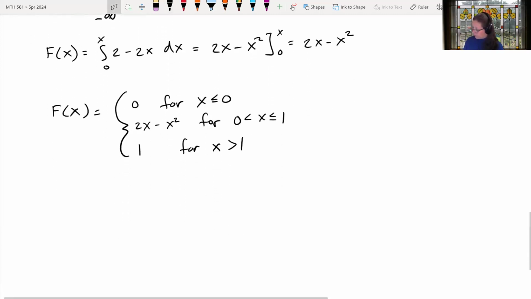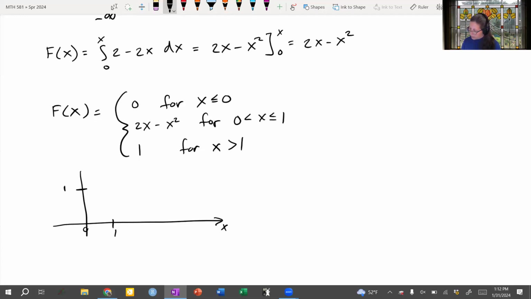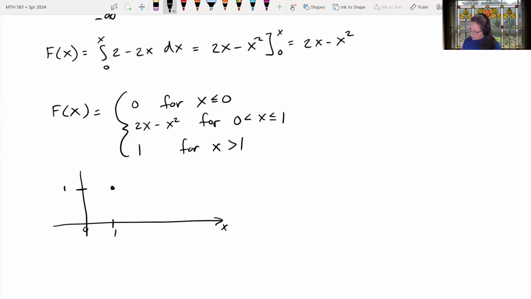And if you were to graph this function, so here's 0, here's 1, that long. At 1, 1, we have a dot there. And at 0, 0, we have a dot. And then we have this upside down parabola. Let's come on up here like that. And then after 1, it's just at 1, and below 0, at 0. It looks like that.